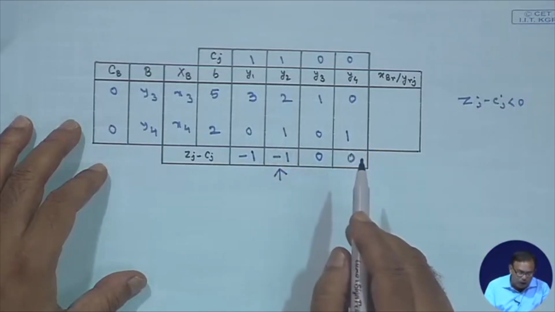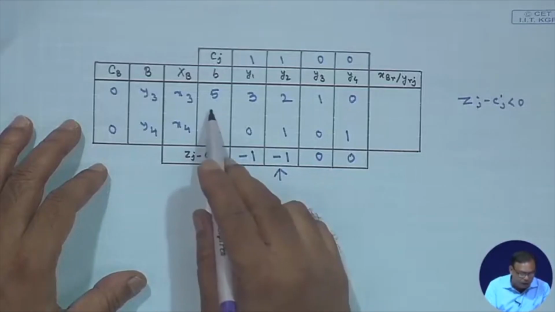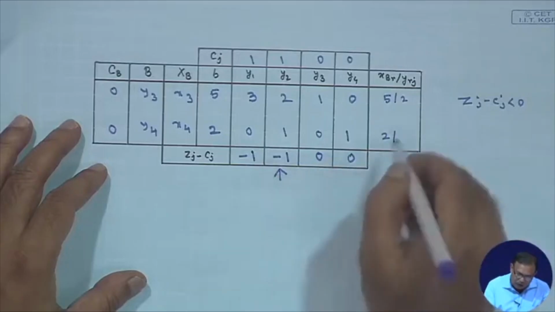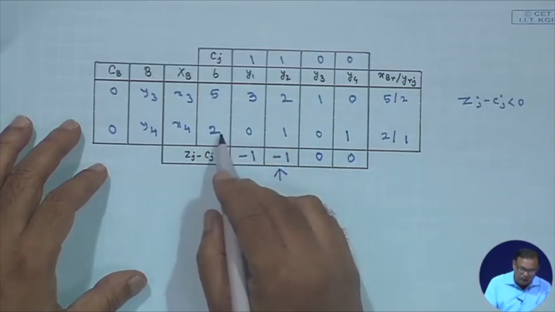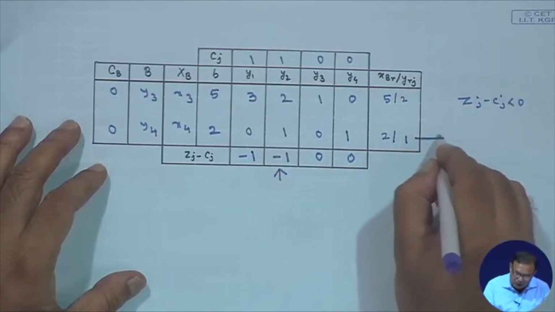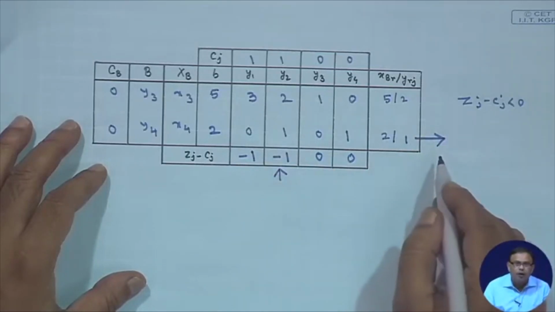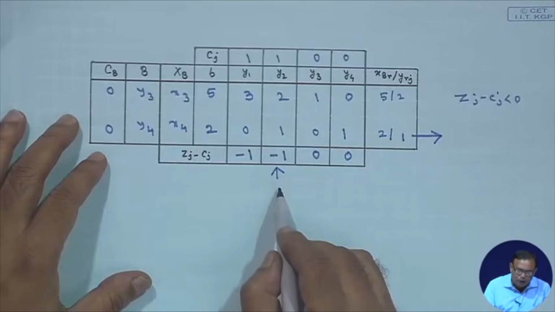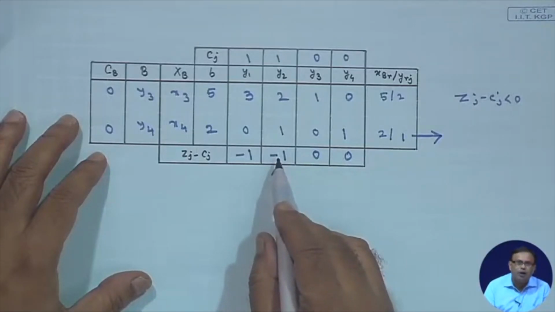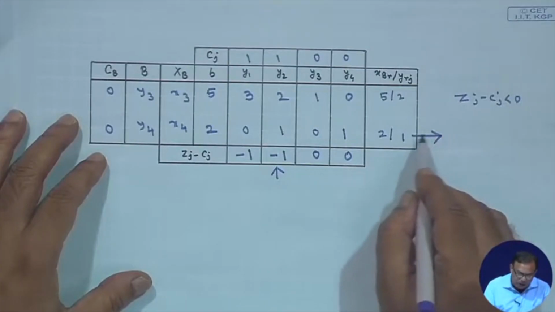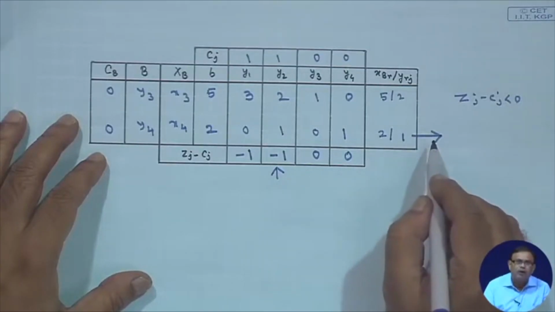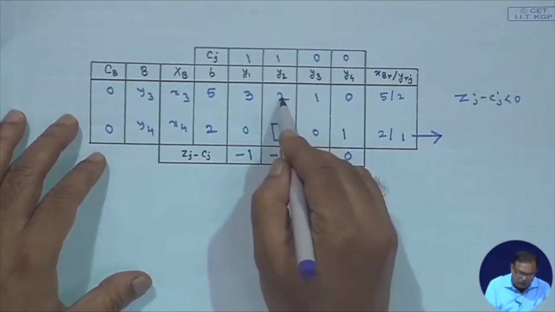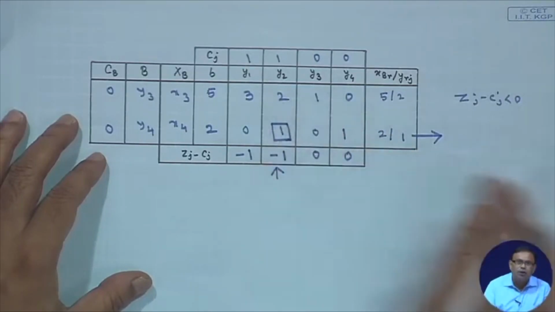Since x2 is the entering vector, you have to calculate the ratio b value by y value, that is 5 by 2 and 2 by 1. This gives the minimum value, therefore your departing variable will be x4. As usual, x2 will be the entering variable in the basis and x4 will be the departing vector, and the pivot element is 1, that means this is already 1. I have to make this component 0 in the next table.